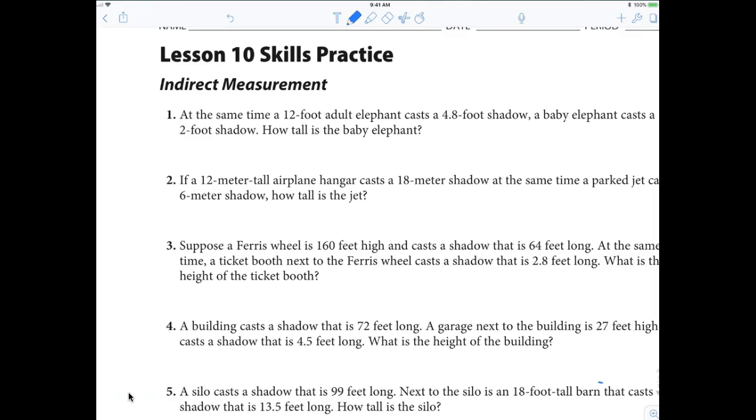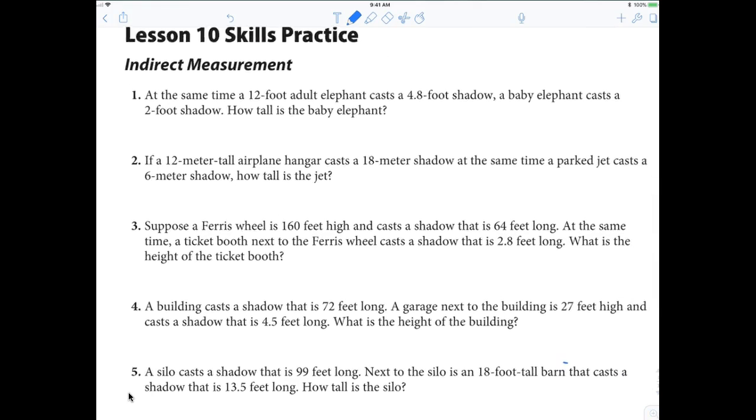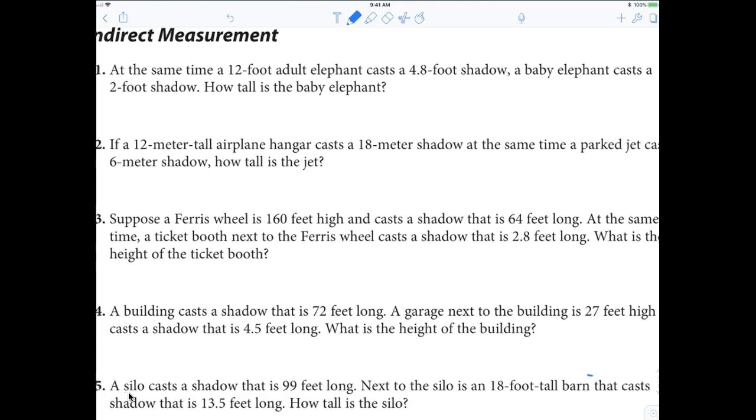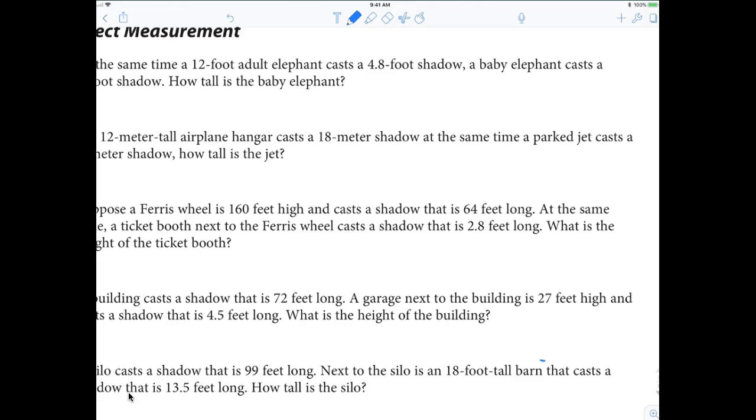For question number 1, it says that at the same time a 12-foot adult elephant casts a 4.8-foot shadow. So here's what I want you to write down for this. Notice I label everything. 12 represents the elephant, that's why it's 12E. And the 12-foot elephant makes a 4.8-foot shadow. Notice I put an S. Is everybody with me on that?